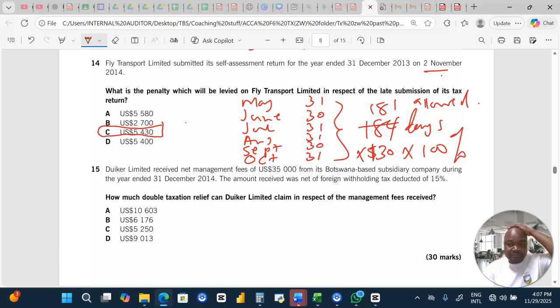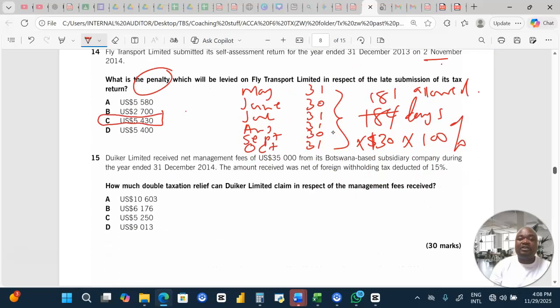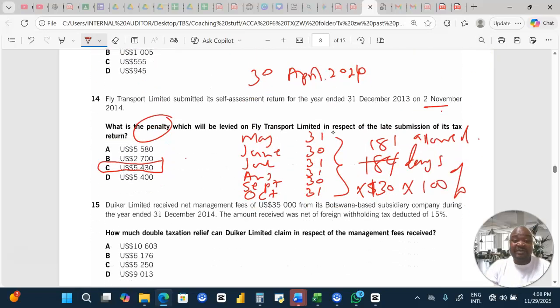But paying this penalty is not going to excuse you. The question only requires the penalty amount. But if you were owing 300,000 of taxes, you need to pay them on top of the penalty. Get that right. Sometimes the examiner would also be interested in the tax payable plus the penalty, and you need to pay all of them. So the payment of the penalty doesn't mean that you have paid the taxes outstanding. You still have to pay for those taxes.